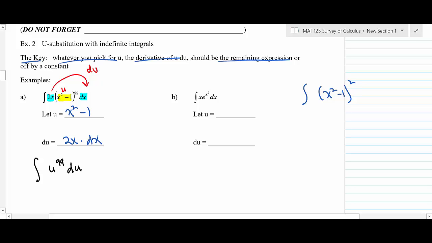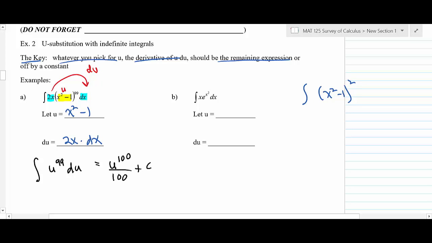Okay, now you want to end up with an integral you know how to do. If you end up with an integral that you don't know how to do, then you haven't done it right. Do you know how to do this integral? Yeah, what is this integral? U to the 100th over 100, right? Okay, it's a power rule. So we go ahead and do that integral. So that's u to the 100th over 100 plus c.